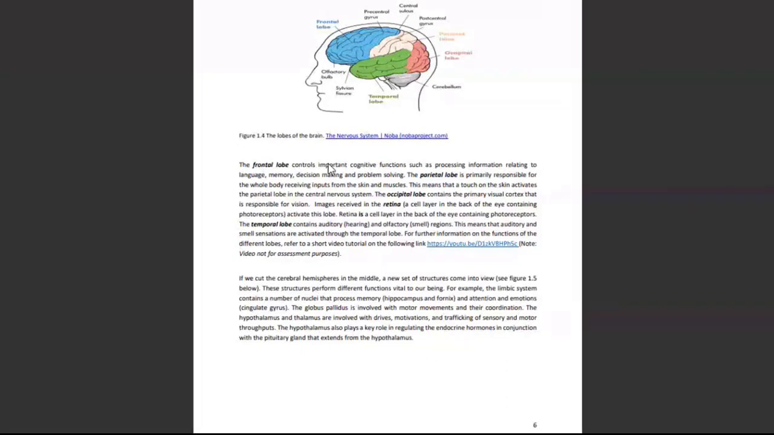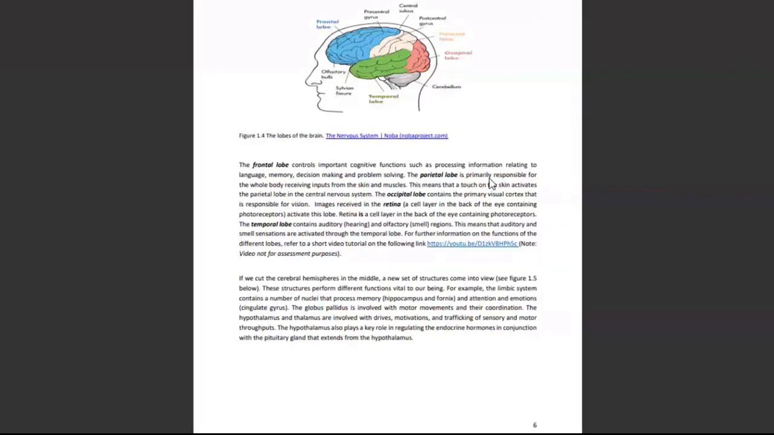Frontal lobe controls important cognitive functions such as processing information. I'm talking to you right now, and you're trying to make sense of the information. You are coordinating. Perhaps you're opening your book, you're opening your study material, you're trying to make sense. That is through the frontal lobe. Processing information, language, memory, decision making, and problem solving is through what? Your frontal lobe.